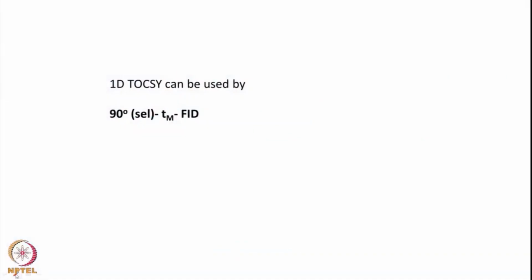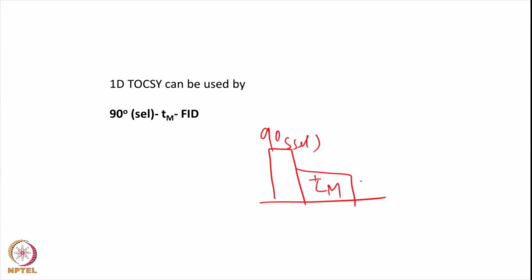Now, we can do spectral editing by doing multiple 1D TOCSY experiments. Essentially, alternatively to the TOCSY that I discussed, we can also do it by a simple experiment. So, we do a 90 degree selective pulse on spin number 1, then we apply a mixing time here, tau m or Tm, and then we do FID. So, essentially the same experiment you can do by just selectively applying a 90 degree pulse on spin number 1, then mix it and then we detect it.